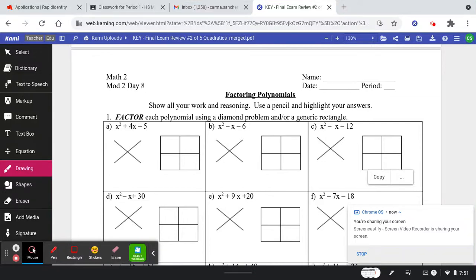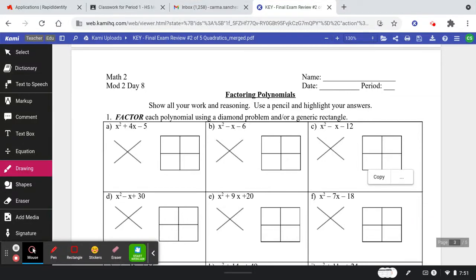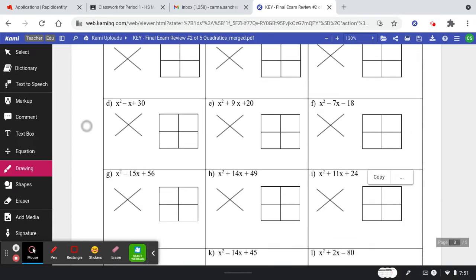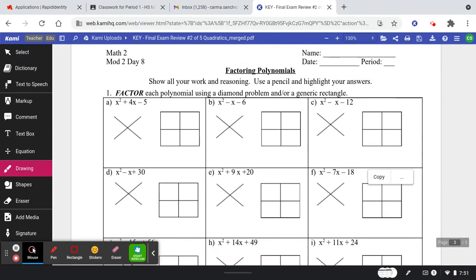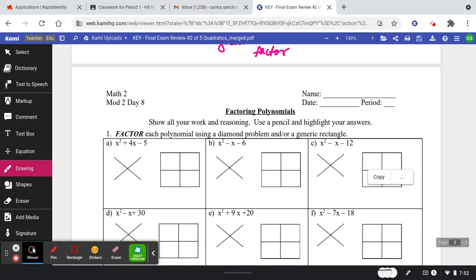Okay, we are on page 3. We're going to be factoring these polynomials, and most of them, actually they're all quadratic binomials. Okay, so anyways, we are looking at what times what makes this right here. And if you recall, we have this little trick where we can put the -5 in the top and the 4 in the bottom, and it's what times what equals the -5 and adds to give us this 4.